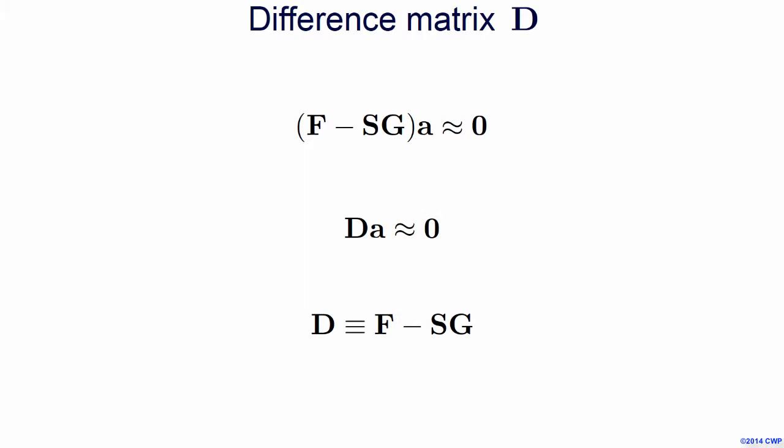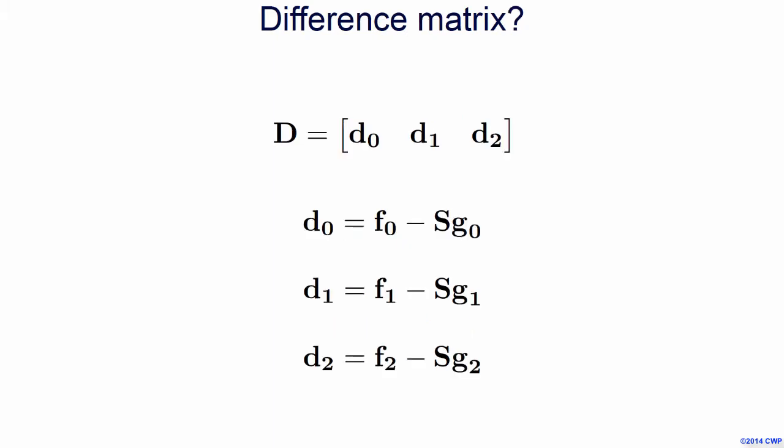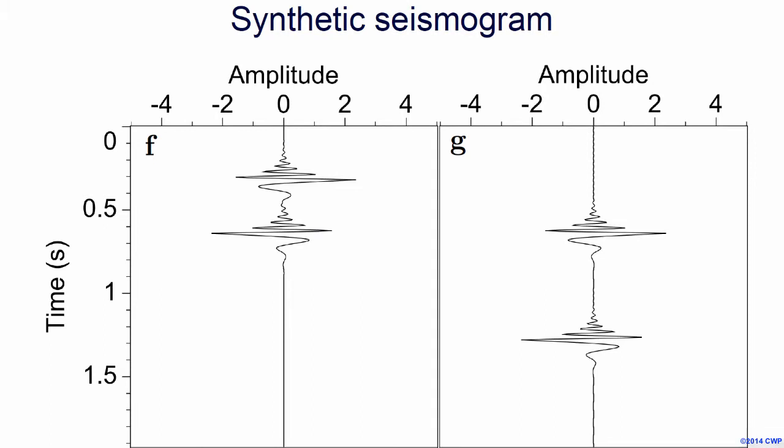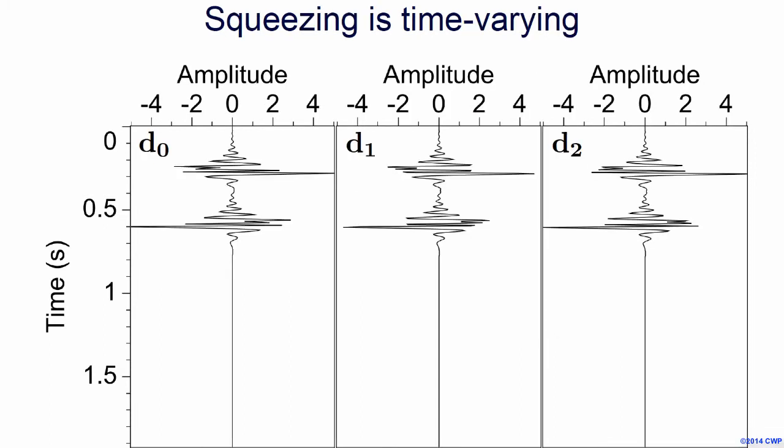So what is this difference matrix? Well, if A has 3 elements, then the difference matrix D would have three columns. And these 3 columns would be D0, D1, and D2, where D0 is simply F minus S times G, and D1 is F delayed by 1 sample minus S times G, also delayed by 1 sample. And the same rule applies for D2. So to give you an idea of what these vectors look like, I'm going to calculate them for our simple case of F and G. And the result would be these following vectors.